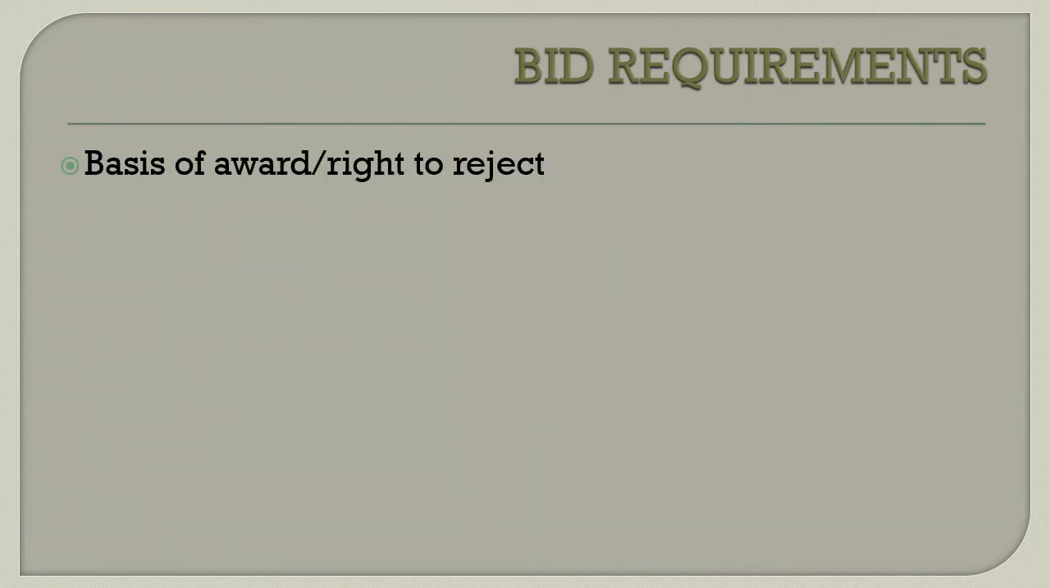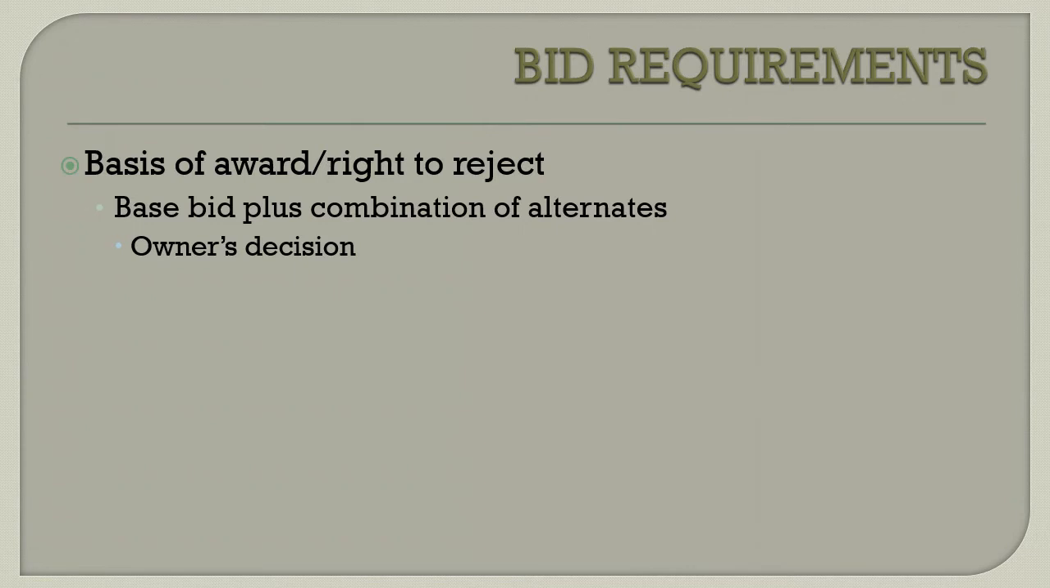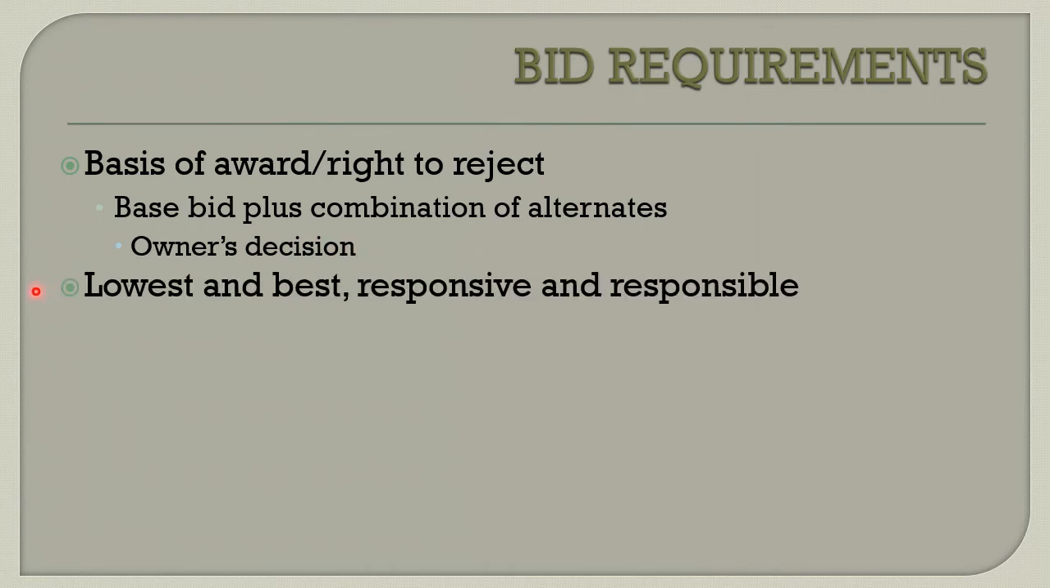The basis of award and the right to reject. We were talking about alternates. Usually the basis is the base bid plus a combination of alternates, but that combination is based on the owner's decision. The lowest and best responsive and responsible. Well, responsive means that your bid answers what is asked. If I'm asking for brick on the house that I'm having built, you are not bidding vinyl siding.